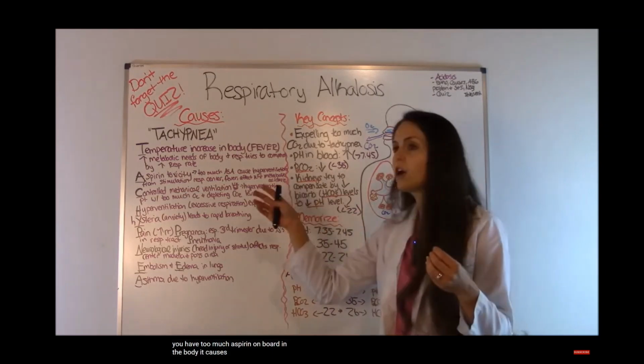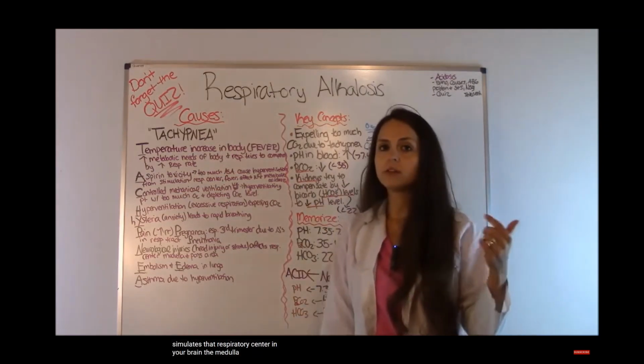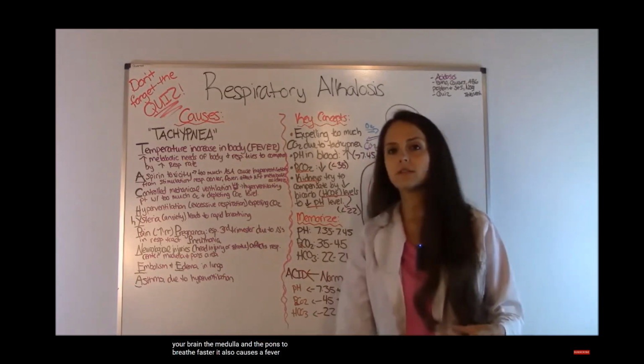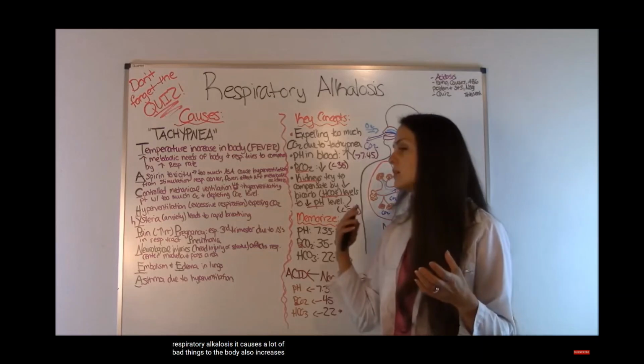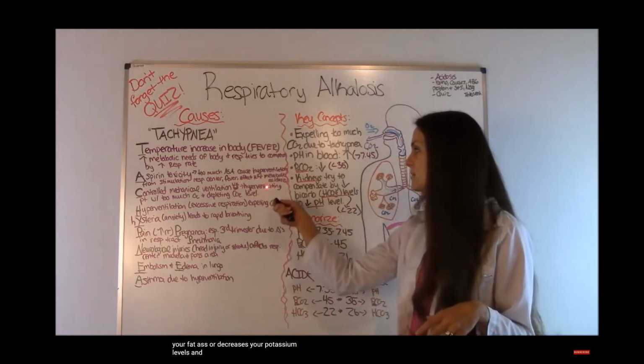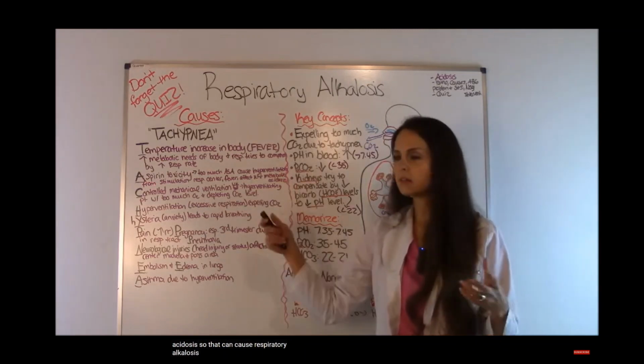So remember this, and why this causes respiratory alkalosis is because whenever you have too much aspirin on board in the body, it causes the body to go into hyperventilation mode, because it stimulates the respiratory center in your brain, the medulla and the pons, to breathe faster. It also causes a fever, which we just learned that fever causes respiratory alkalosis. It causes a lot of bad things to the body. It also decreases your potassium levels, and makes you go into metabolic acidosis. So that can cause respiratory alkalosis.